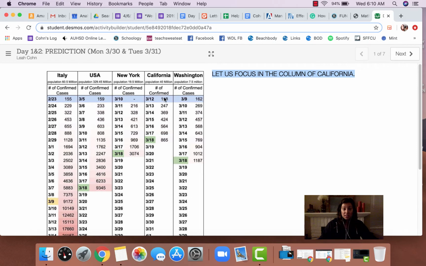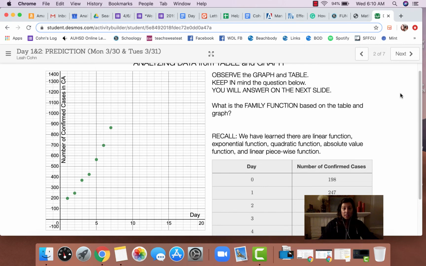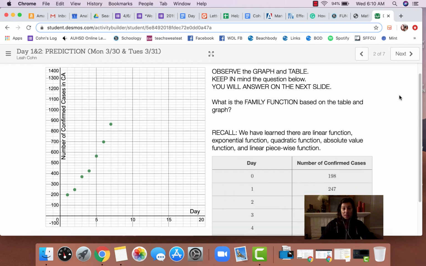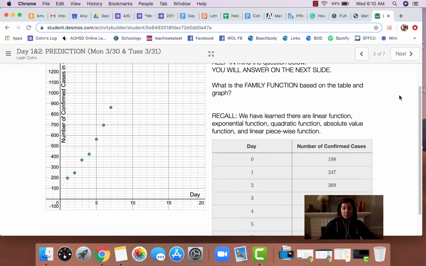So we're going to focus on California, okay? That's all there is on this page. We're using the California data. And I'm going to click Next. This says Analyze data from table and graph and observe. So we don't need to do anything on this page. We need to look at what's going on in this graph. Okay? So let's take a look here.